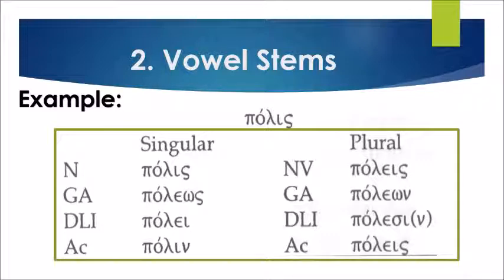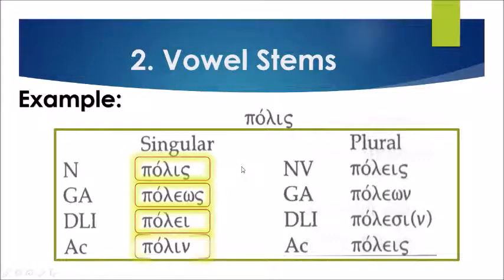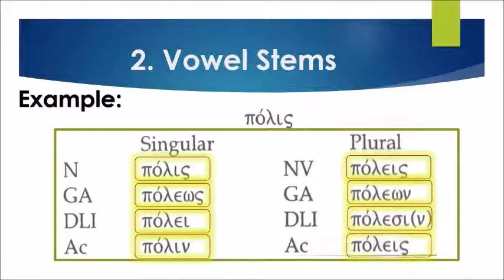All right, so let's read the polis conjugation from the top. All together, polis, poleos, polei, polin, poleis, poleon, polesi, poleis. Very good. So that is the example of the vowel stem ending with iota.